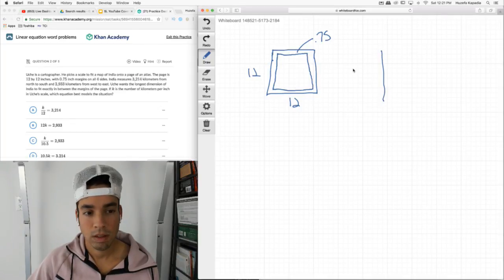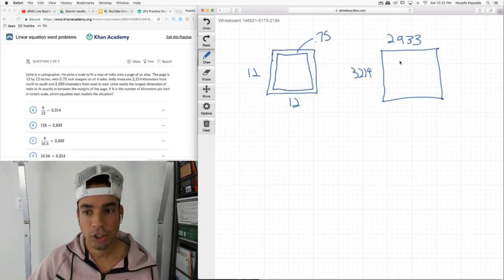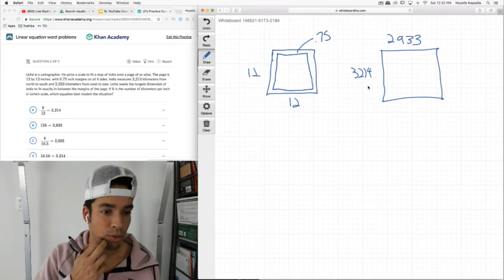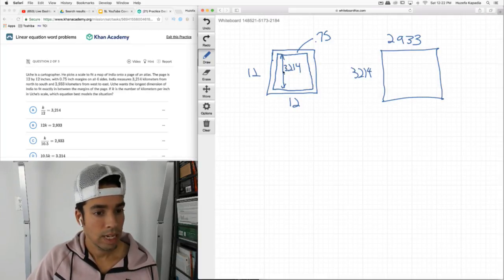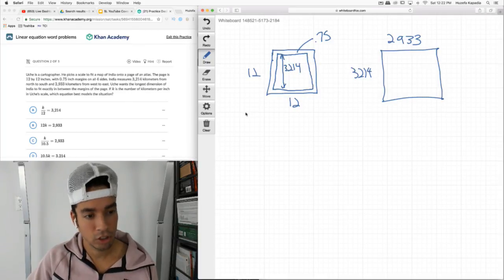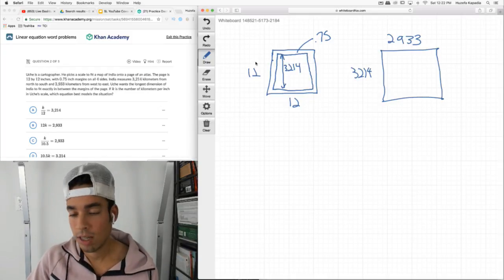So let's say, I'm just going to draw it out here, north to south and then east to west. Uch wants the longest dimension of India, which is this north to south, to fit exactly between the margins of the page. So to fit in this distance. So this distance needs to hold that 3214. Okay. If K is the number of kilometers per inch, which equation best models the situation? So this is a lot. This is a pretty hard question, I'd say.